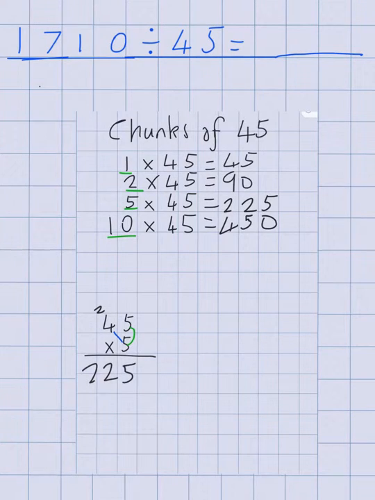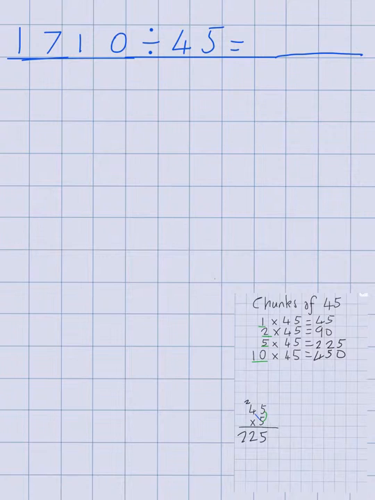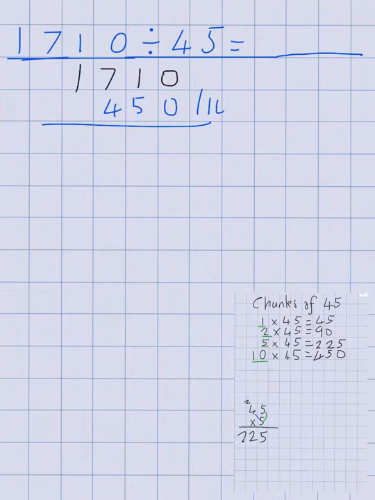Okay, now we're ready to start. We're ready to begin our repeated subtraction. And we start by simply writing the number that we're dividing, which is 1710. And we begin by taking away chunks. Now if I look at my pre-prepared chunks of 45, I see that the first and perhaps the most obvious chunk to take away would be the chunk of 10, which would be 450. So I'm going to take away 450, and I'm going to record it this side. That's the chunk of 10.